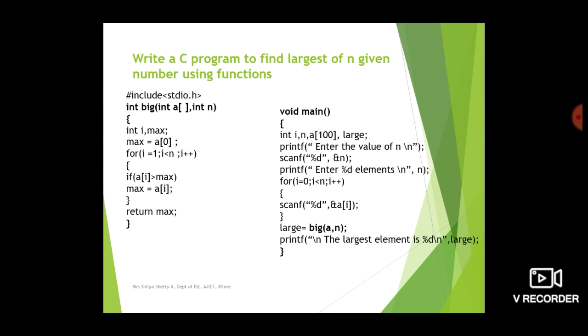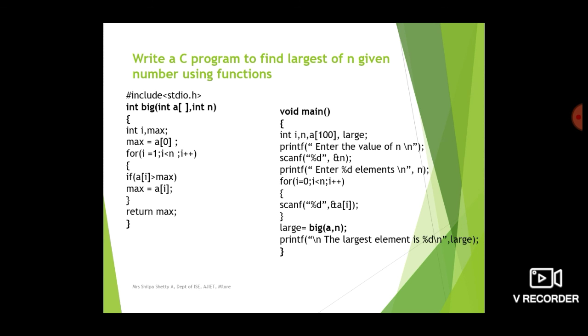So the definition of the function is like this: void main, int i, n, a of 100, large. So i is for the variable, n indicates the size of the array, a of 100 is the array, and large indicates the largest element. So let's read the value of n here. printf enter the value of n, scanf %d ampersand n. So we are reading the size of the array here. So once we know the size, we can read the elements of the array.